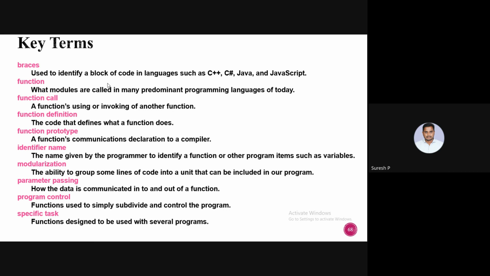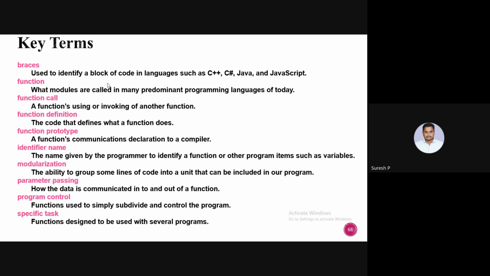Then next one is the name of the function. Here we are supposed to use an identifier name for that particular function. Based on that function name only, the function will be identified whenever we call that particular function. The next one is function call. Normally a function will be invoked whenever the function call is getting executed. So the function call is very, very important in order to invoke a function.